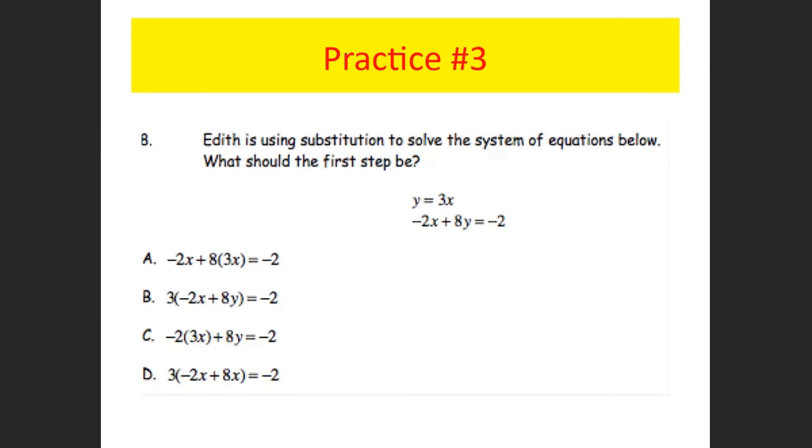Then here it says, Edith is using substitution to solve the system of equations below. What should the first step be? Okay, again, I'm looking at this and I've got y is equal to 3x. So wherever I see y, I'm going to plug in 3x. So I'd end up with negative 2x plus 8 times 3x is equal to negative 2. And that would be my first step. Now, it didn't ask me to solve the rest of it, so I'm just going to leave it as is. So that is solving by substitution.